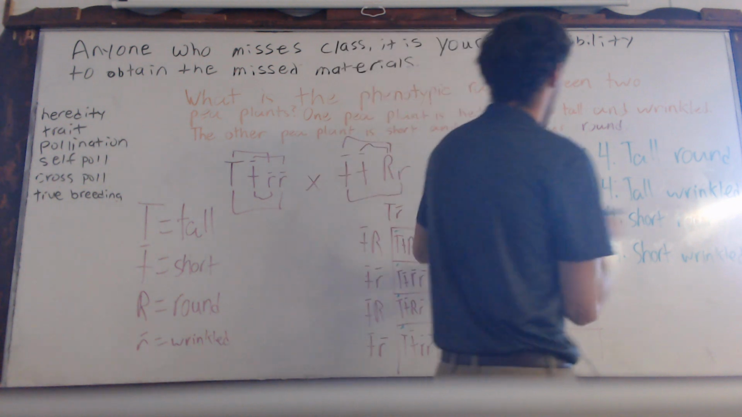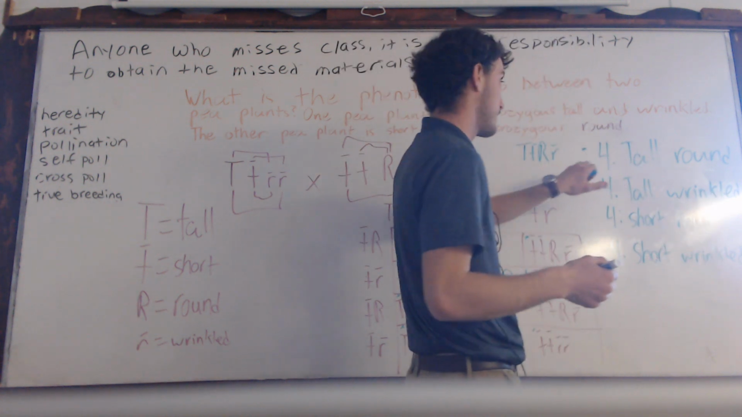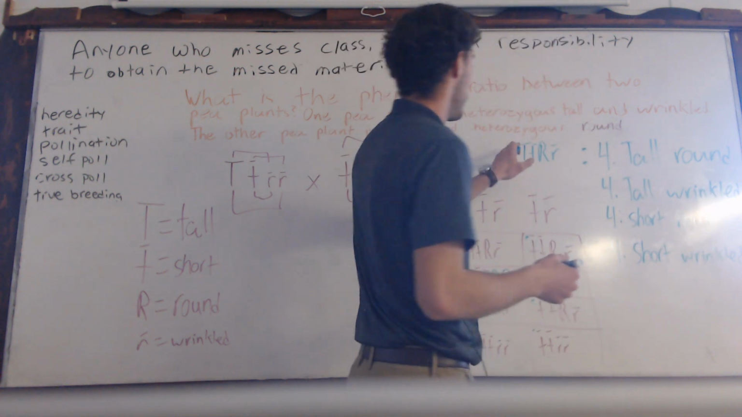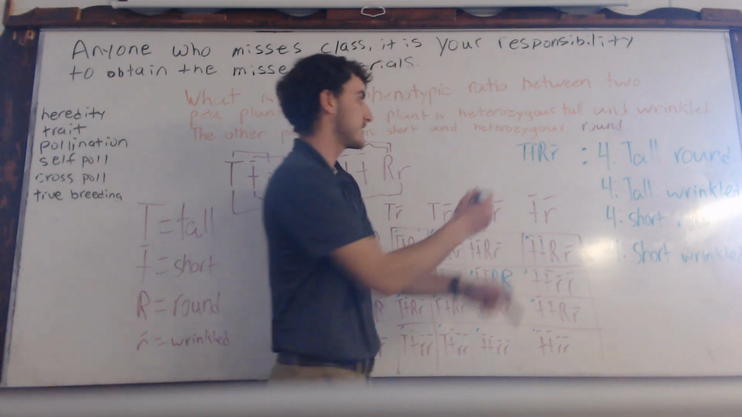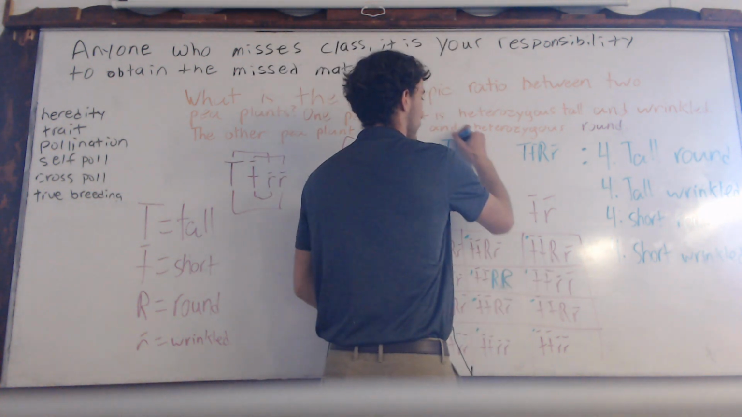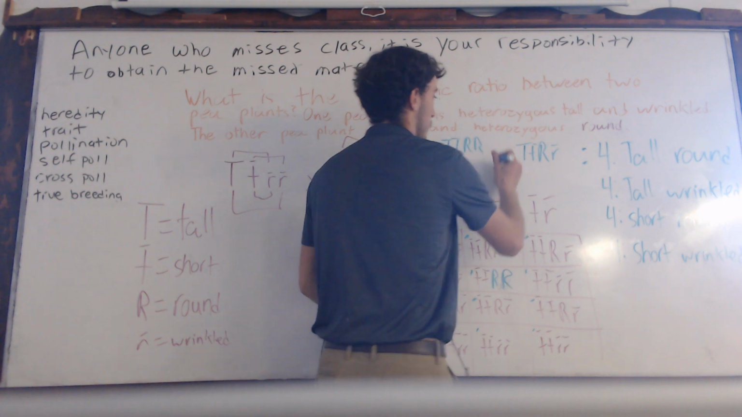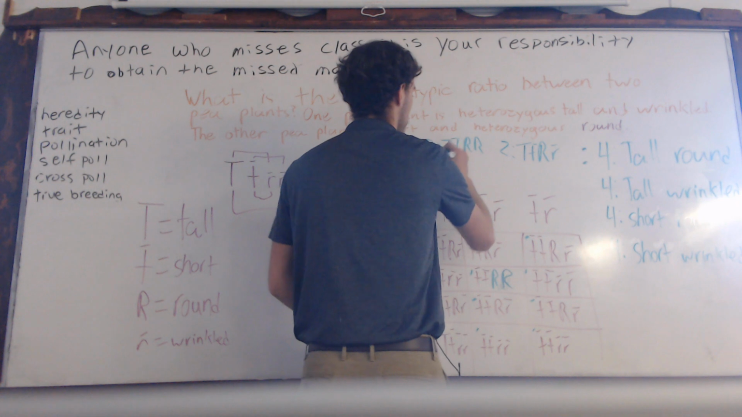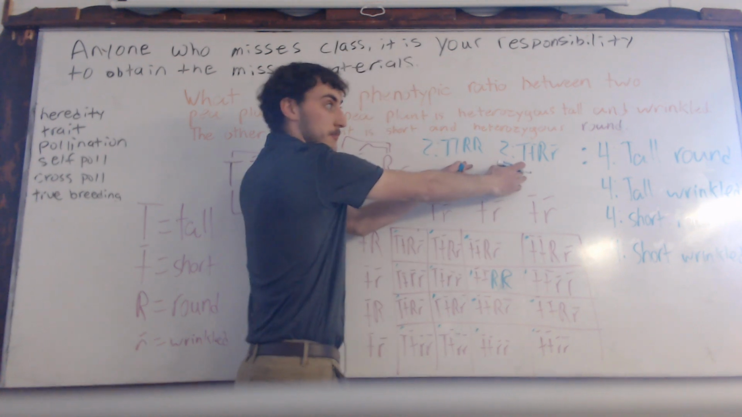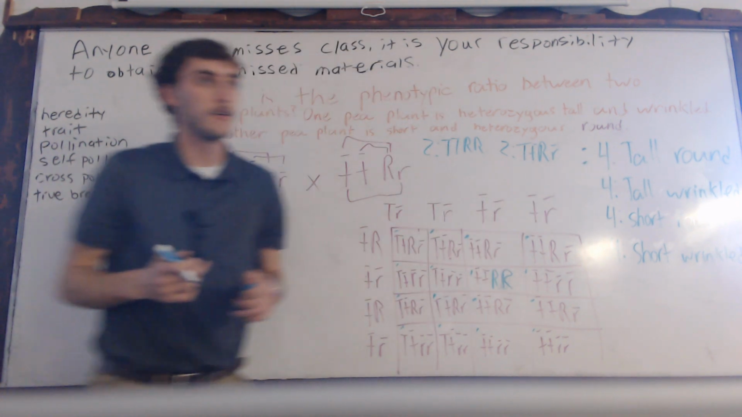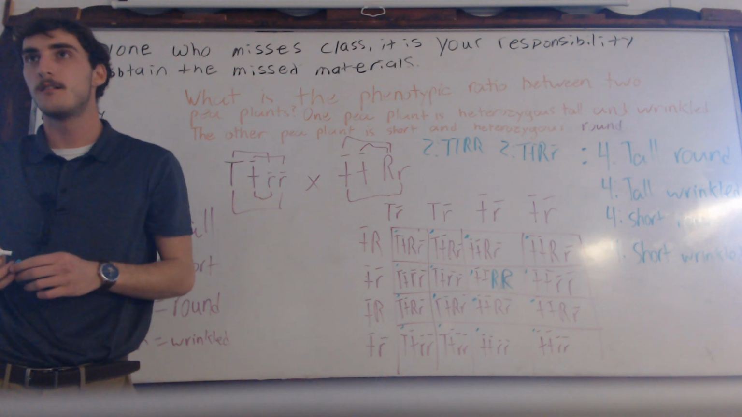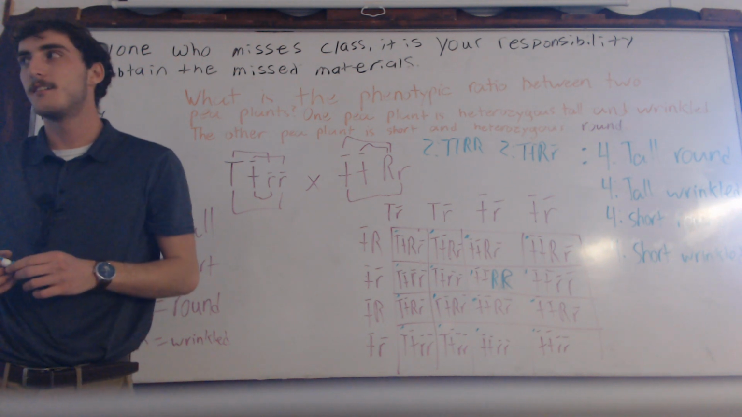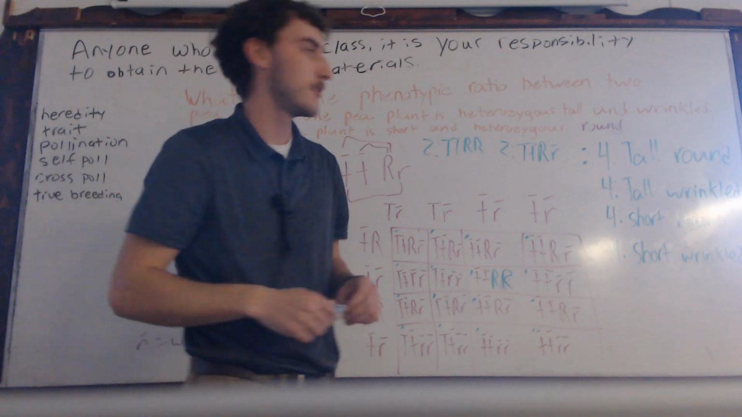Yes, yes. So it says we have four tall and round, but what if two of them are heterozygous and two of them look like this? So these are different genotypes. So this is actually going to be two, and this is going to be two, and they both show the same thing, so they're going to add up to four. Following? Okay. Cool.